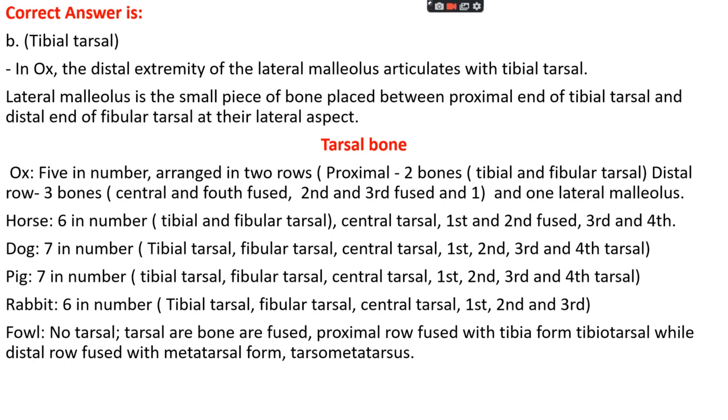In case of fowl, there are no separate tarsal bones. Actually, the proximal row of the tarsal bones is fused with the tibia, forming the tibiotarsus, while the distal row of the tarsal bones is fused with the metatarsals, forming the tarsometatarsus.